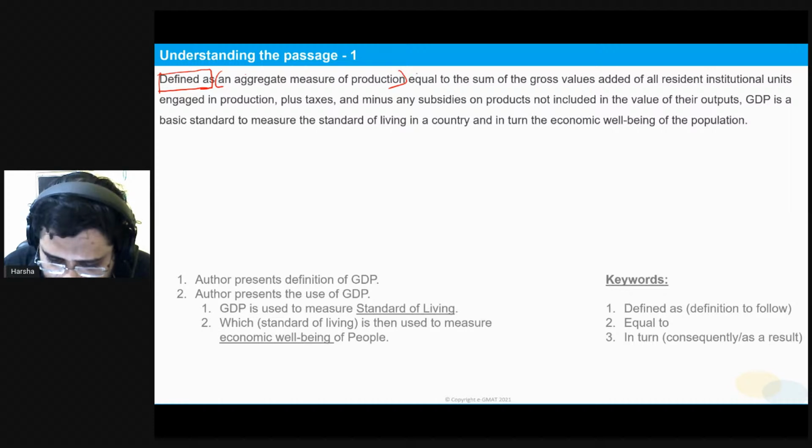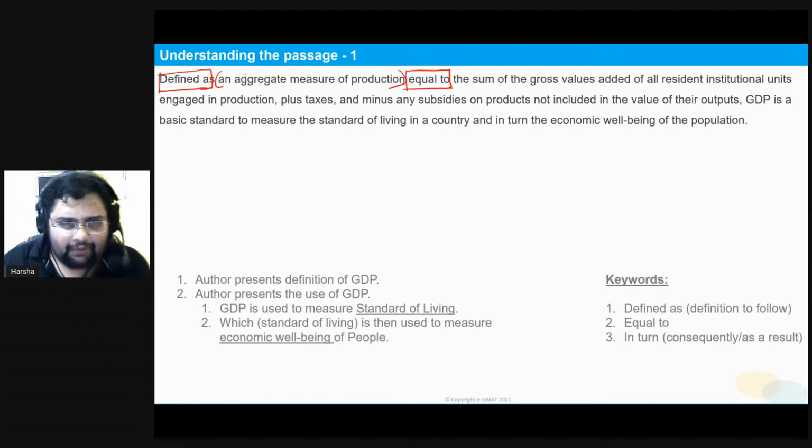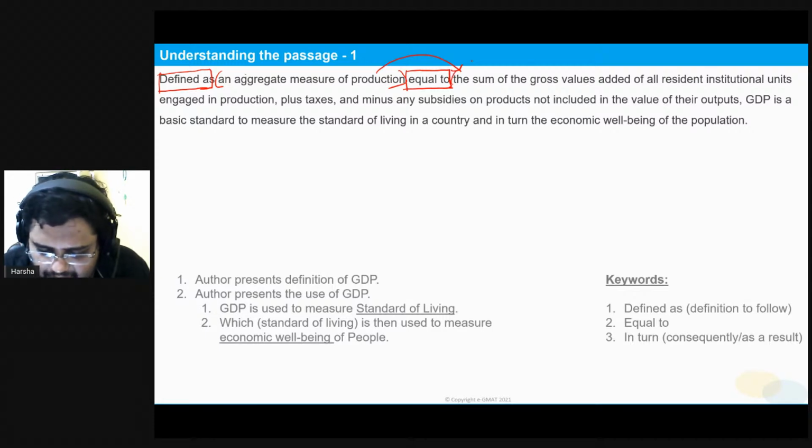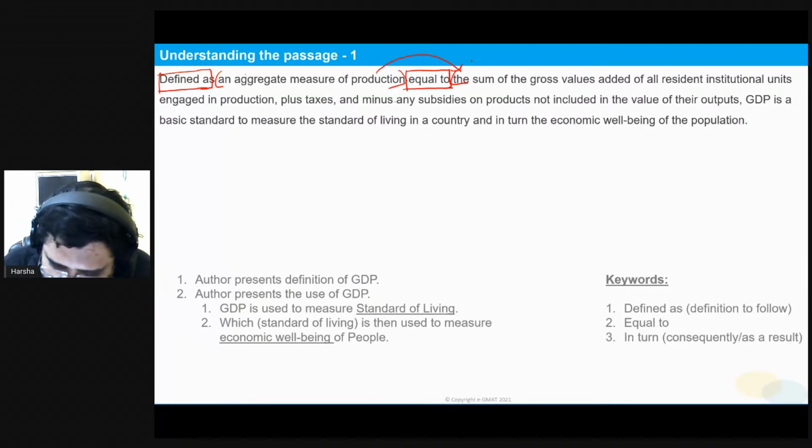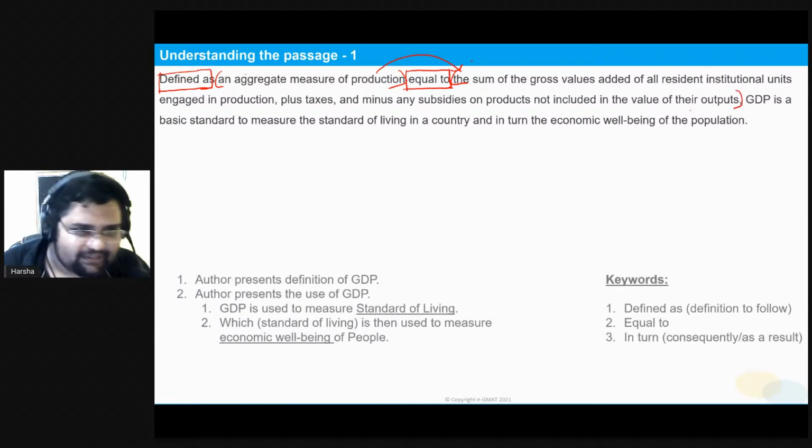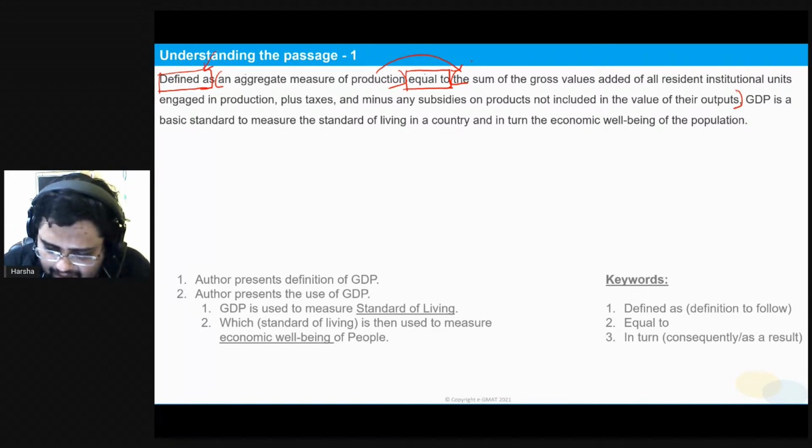And then you have this other keyword, equal to. Equal to again tells me, you know what it means. It means that whatever is being mentioned here, something that is equal to that is being described. So essentially you're getting the description of what this aggregate measure of production is, how to calculate that. Fundamentally, sum of gross values, etc., all the way till this. This is a very long definition. But fundamentally, because I focused on this keyword, I know that what is being defined here is the definition of GDP.